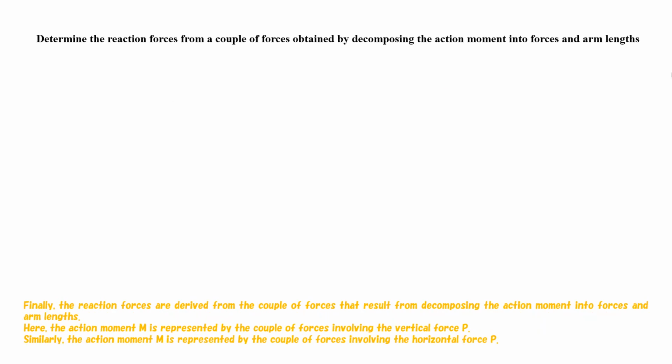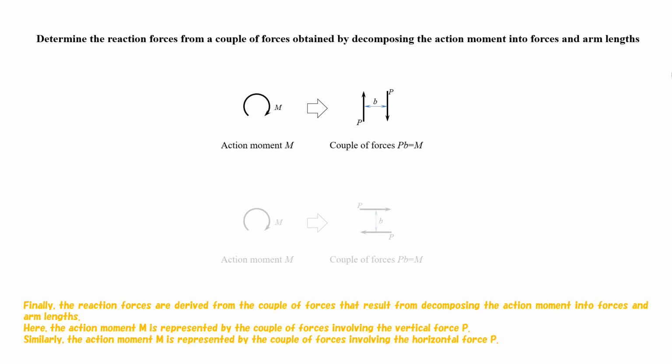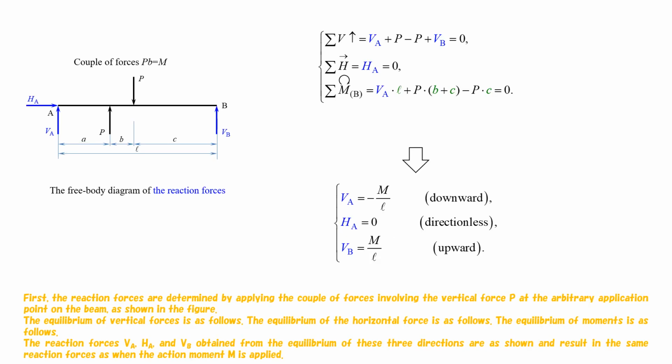Finally, the reaction forces are derived from the couple of forces that result from decomposing the action moment into forces and arm lengths. Here, the action moment M is represented by the couple of forces involving the vertical force P. Similarly, the action moment M is represented by the couple of forces involving the horizontal force P. First, the reaction forces are determined by applying the couple of forces involving the vertical force P at the arbitrary application point on the beam, as shown in the figure.